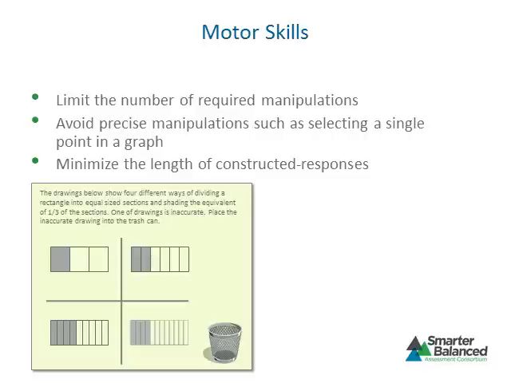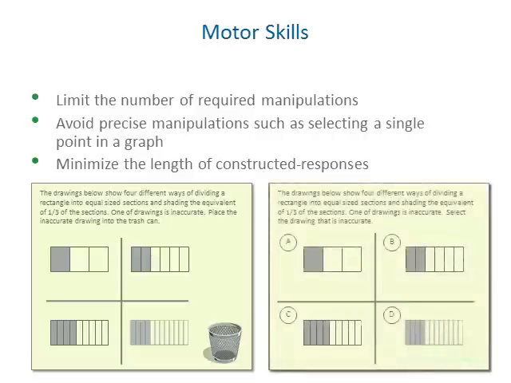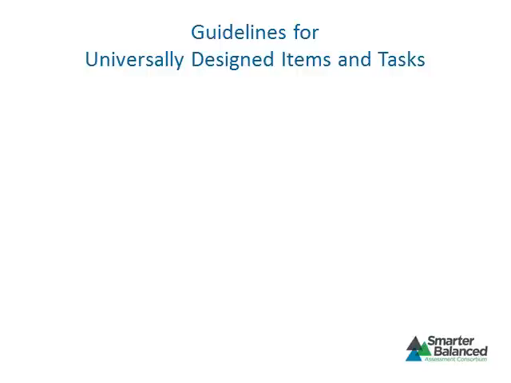Rather than requiring students to drag an object into a specified location, this item could be rewritten as a selected response item for which the student selects the one response option that does not represent 1/3. Doing so reduces the motor skills required to produce a response but does not alter the assessment target measured by the item. As mentioned earlier, the General Accessibility Guidelines provide a larger number of strategies to employ and issues to consider when designing and reviewing items and tasks.